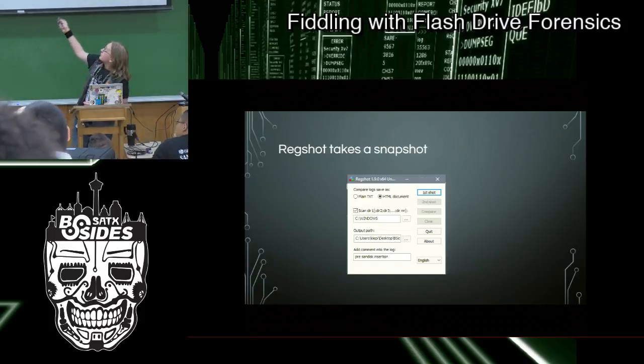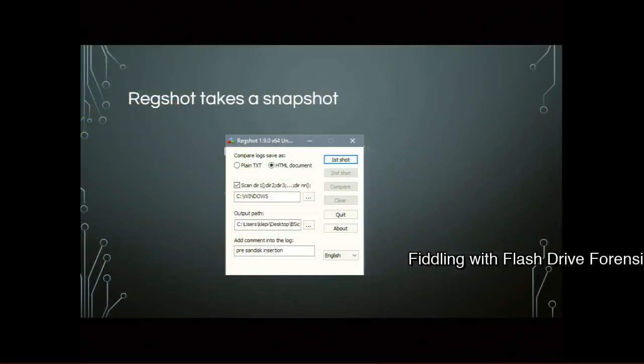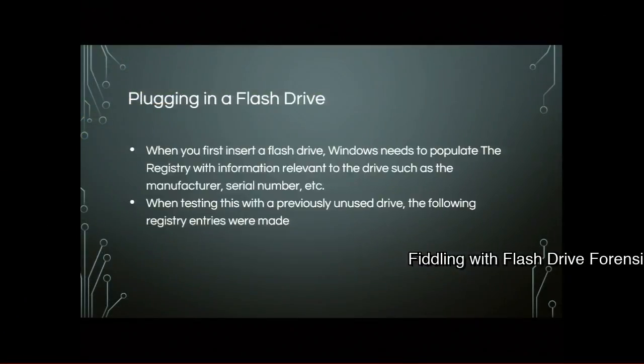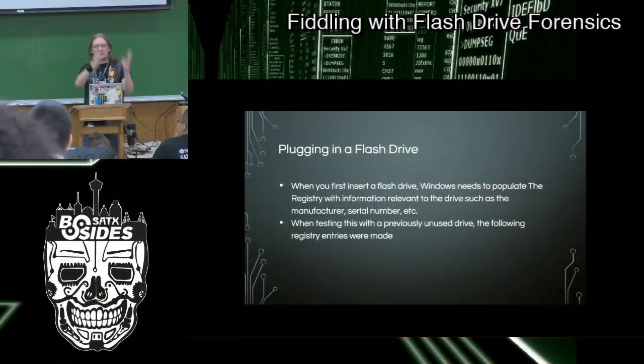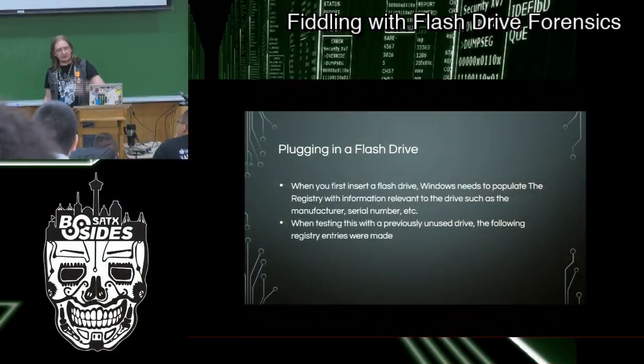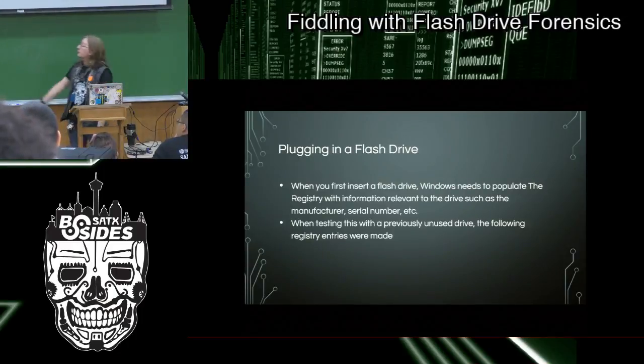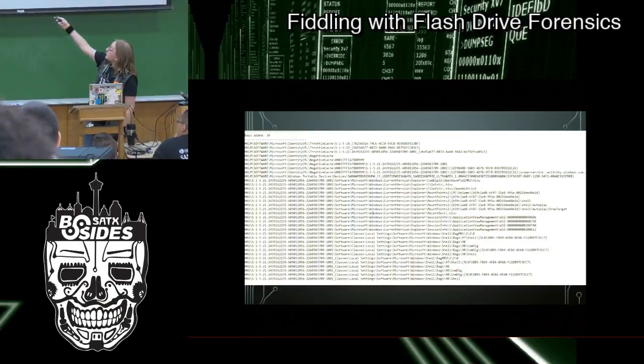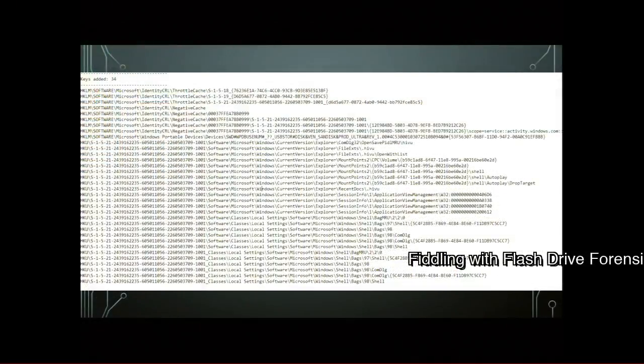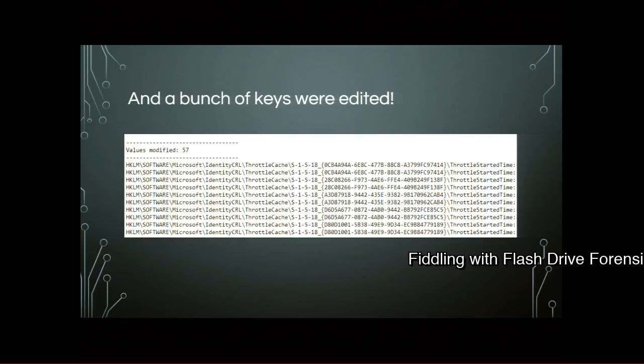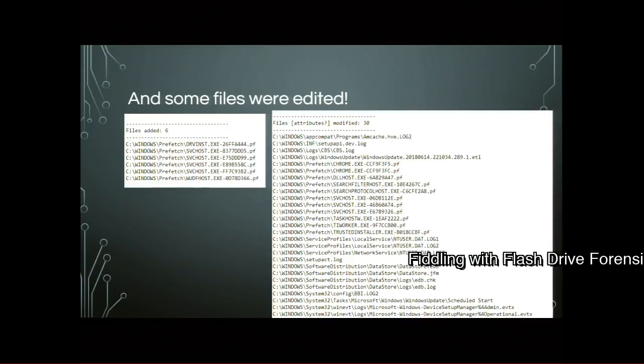We took a snapshot here. I took a snapshot here with RedShot, and that was the pre-snapshot. I plugged my flash drive into a computer that's never seen it before, and I was able to get a bunch of registry keys that were added. These values were also modified, and they added some files and modified attributes.